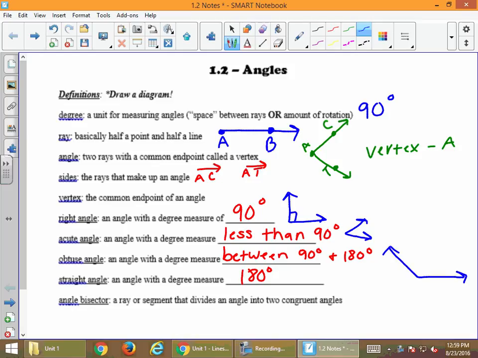What about a straight angle? A straight angle looks like a regular old straight line. That's a straight angle.